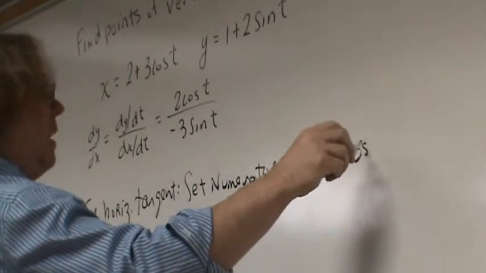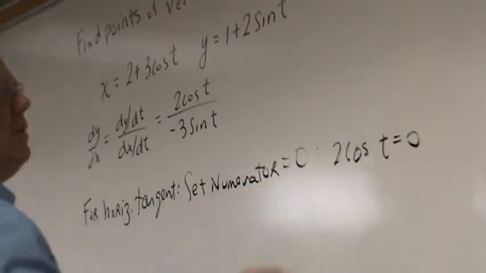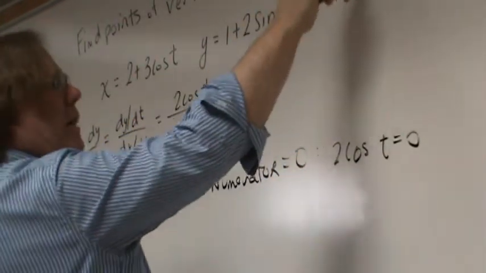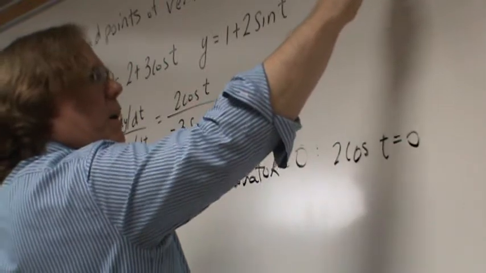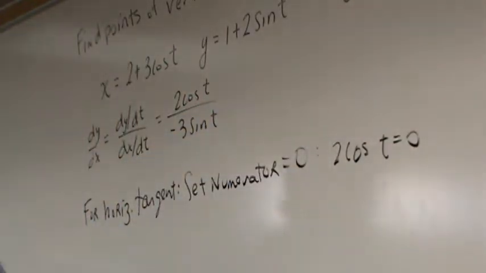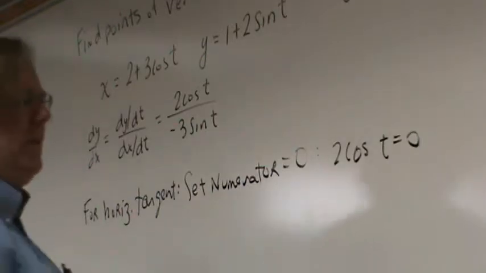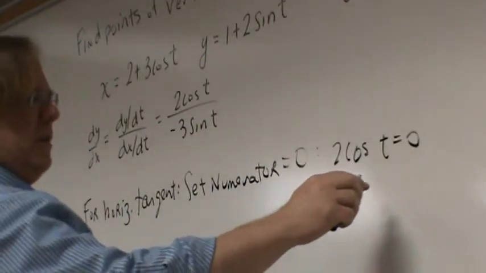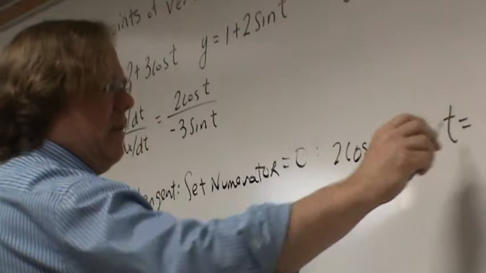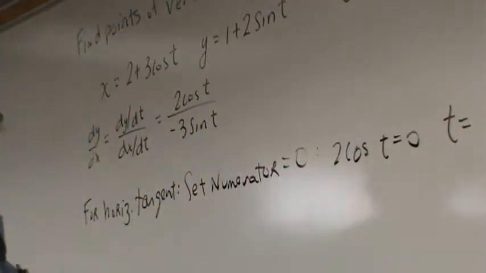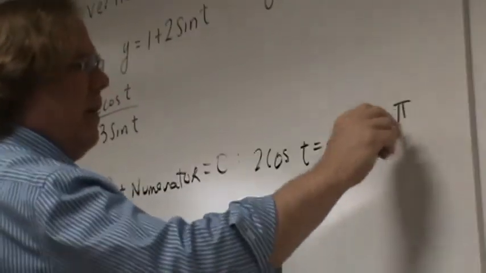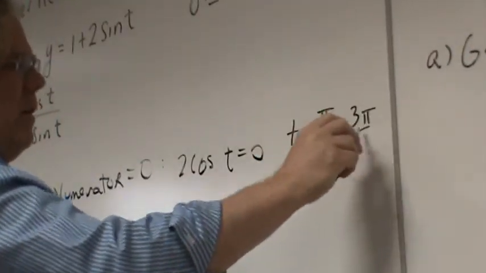2 cosine t equals 0. Let's have t go from 0 to 2 pi. Do you mind if we have t go from 0 to 2 pi? So the values of t that make cosine t equal to 0 are going to be t equals what? Pi over 2, 3 pi over 2? Great.